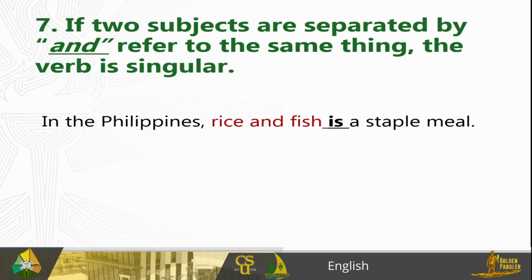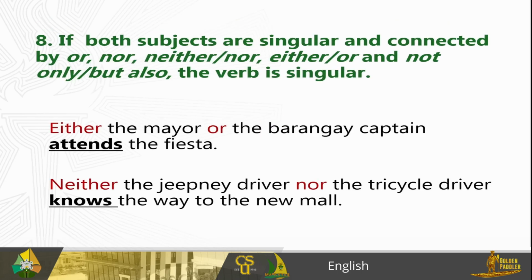Number 7. If two subjects separated by and refer to the same thing, the verb is singular. For example, in the Philippines, rice and fish is a staple meal. Number 8. If both subjects are singular and connected by or, nor, neither nor, either or, and not only but also, the verb is singular.